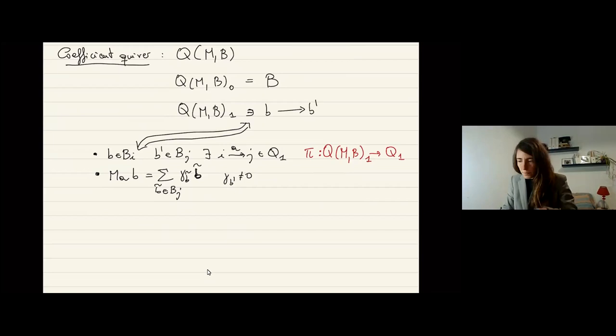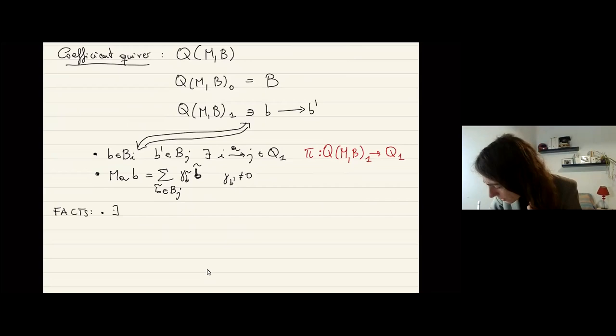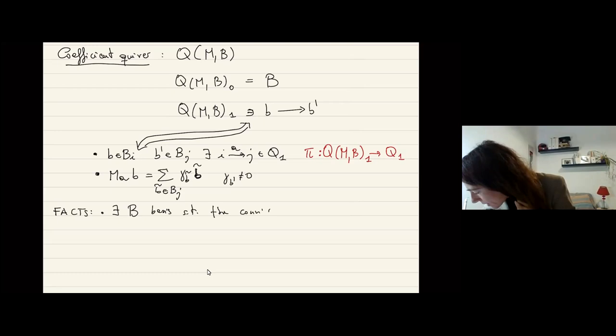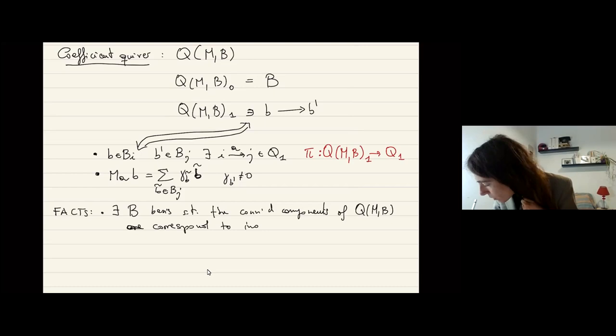Now there are several things. First of all, I can always pick a basis such that, when I look at the graph which comes from this choice of basis B, I could choose one in such a way that the connected components correspond to the indecomposable summands of M. That's somehow clear, you just write the basis. Well, in fact, each one of these connected components is itself a tree.